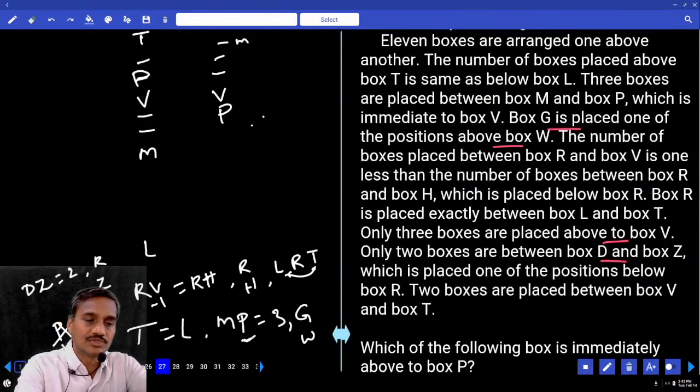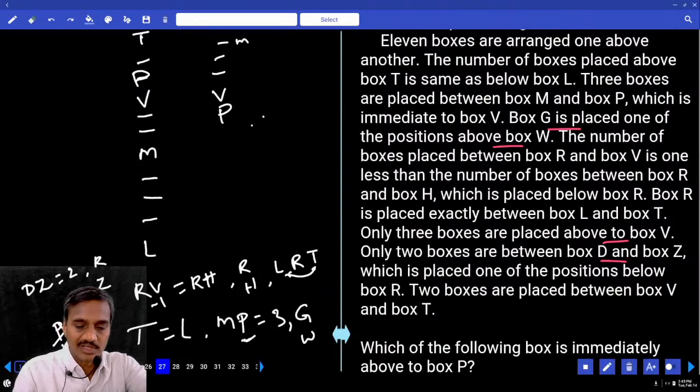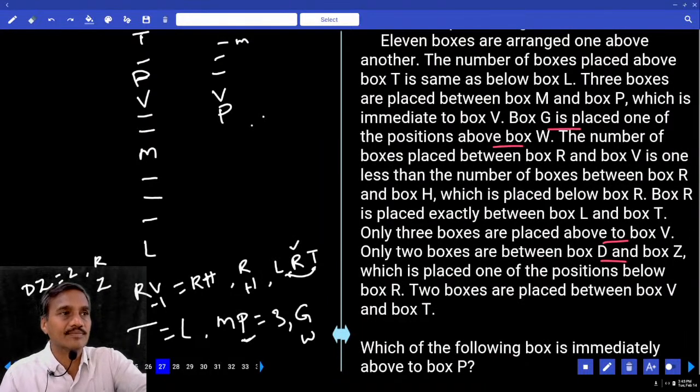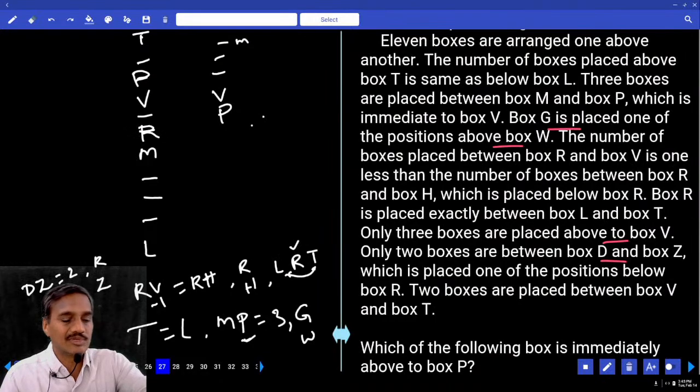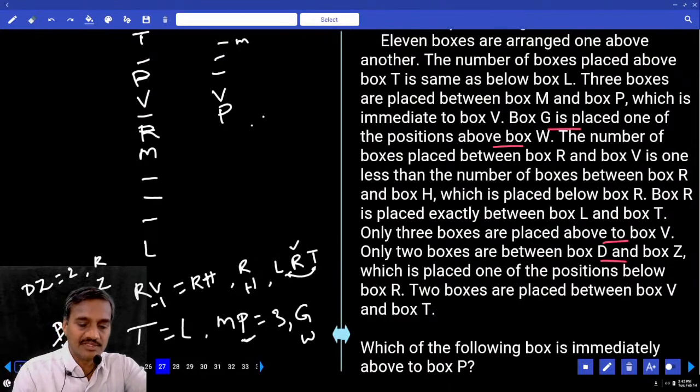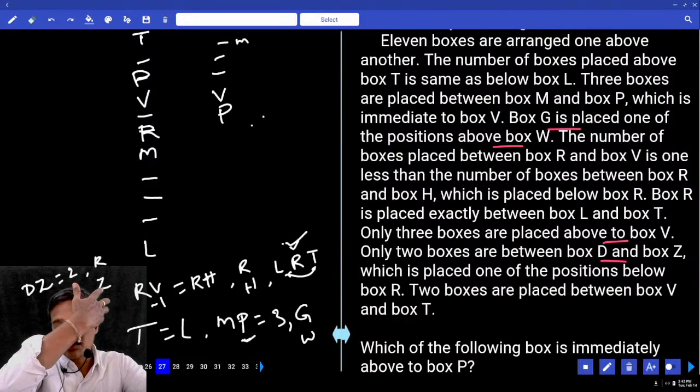And 1, 2, 3, 4, 5, 6, 7, 8, 9, 10, 11. Then ఇక్కడ చూడండి, R is exactly between L and T అన్నాం. ఎగ్జాక్ట్లీ బిట్వీన్ అంటే ఏ ప్లేస్లో ఉండాలి? అండ్ 6 ప్లేస్, 1, 2, 3, 4, 5, 6. అండ్ హూ ఈజ్ దిస్ వన్? R. R is exactly between L and T. సరిపోయిందా? R is exactly between L and T, and R is above this H.